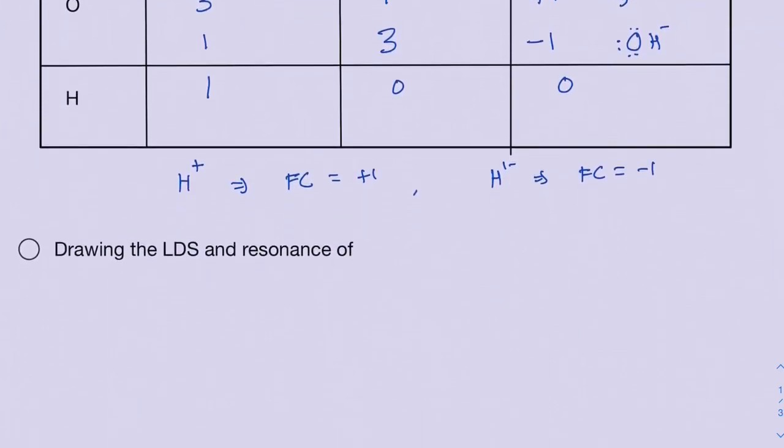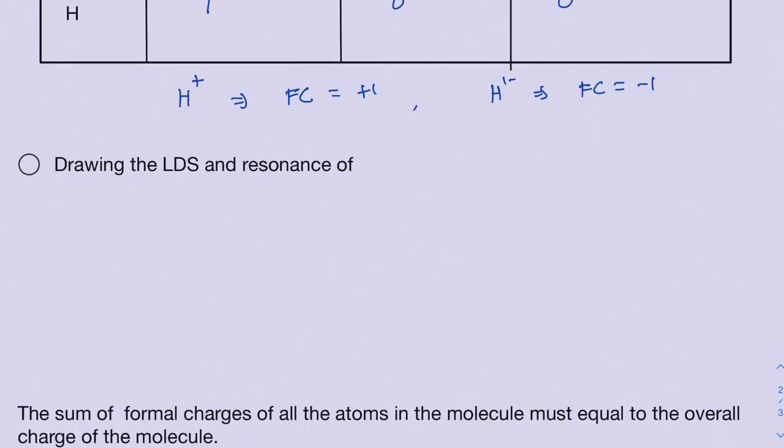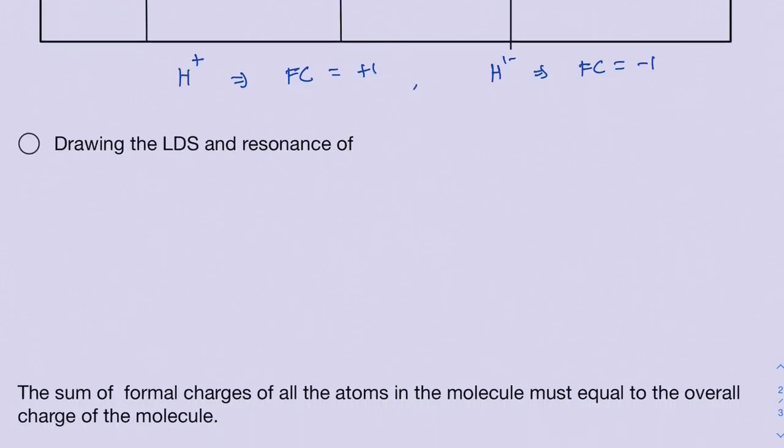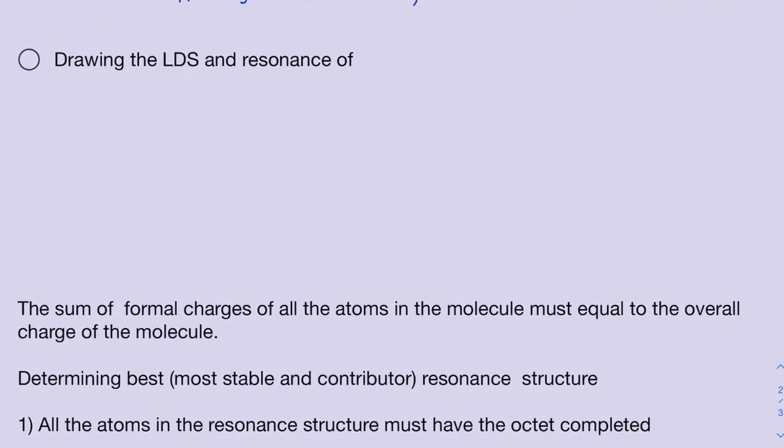Okay, well, let's talk about drawing the Lewis-Strauss structure and then drawing the resonance. And I'll take an example. I'll probably take a couple of examples. But let me start out with this example. It's OCN 1 minus.